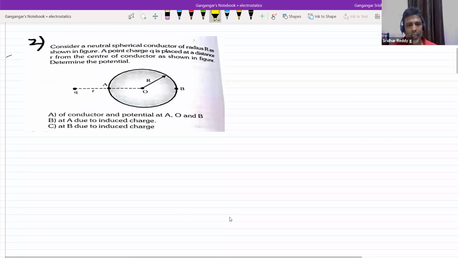A neutral spherical conductor of radius R as shown. A point charge Q is placed at a distance D from the center of the conductor as shown. Determine the potential of the conductor and the potential at points A, O, B, at A due to induced charge, at B due to induced charge. We have to calculate the potential of the conductor at points A, O, and B. So a point charge Q is kept here.